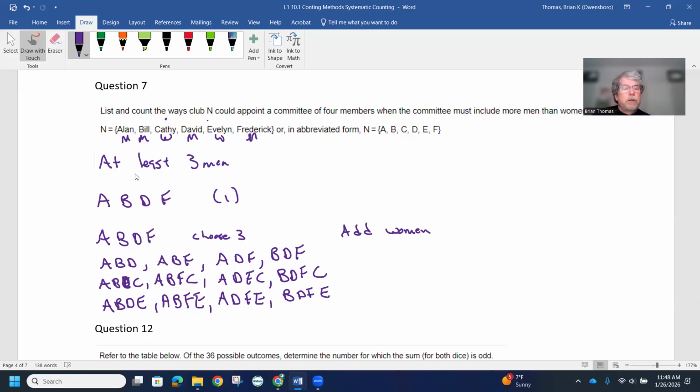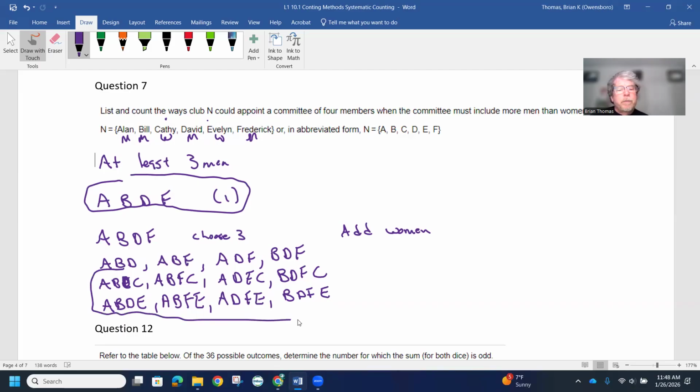So what we're seeing here is we have one that's all men, and then we have eight that have at least three men and a woman. So that's going to be a total of nine different choices or combinations, if you will. Nine different combinations.